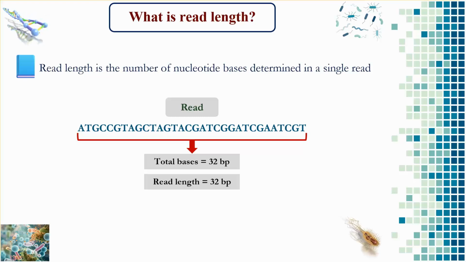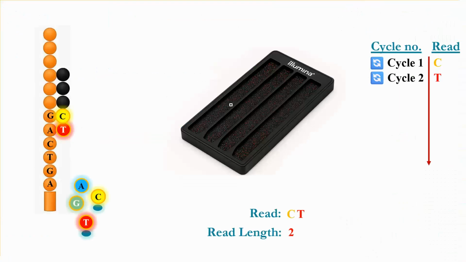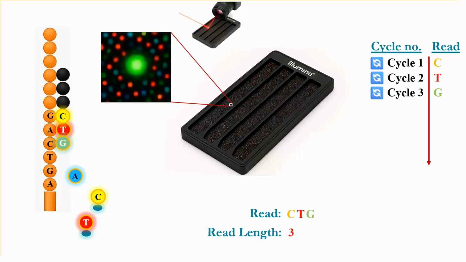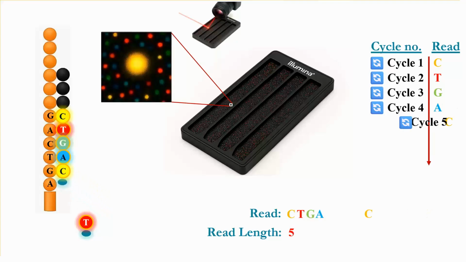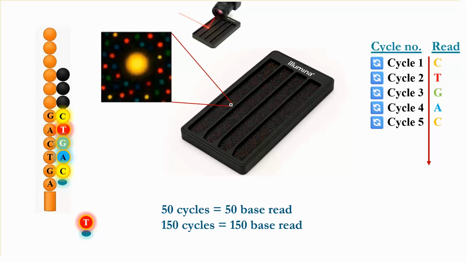Now let's connect this to Illumina sequencing chemistry. In sequencing by synthesis, each cycle adds one nucleotide and the total number of cycles determines the read length, as we can see here. So 50 cycles produce a 50 base read, while 150 cycles produce a 150 base read. That means the number of cycles determines the read length in Illumina sequencing.